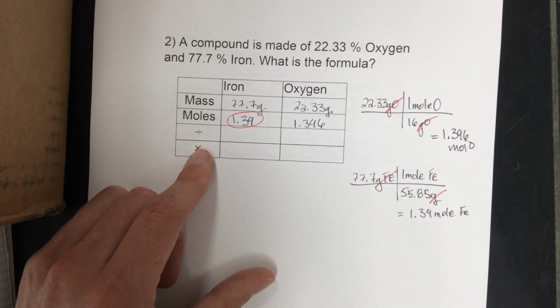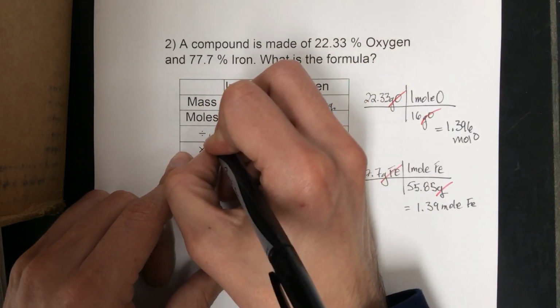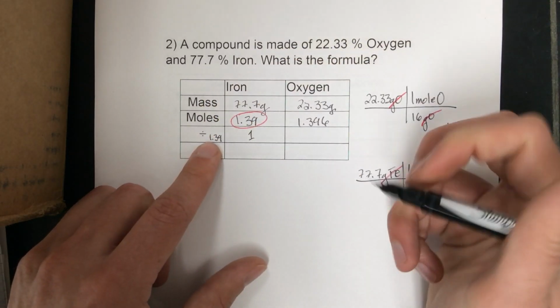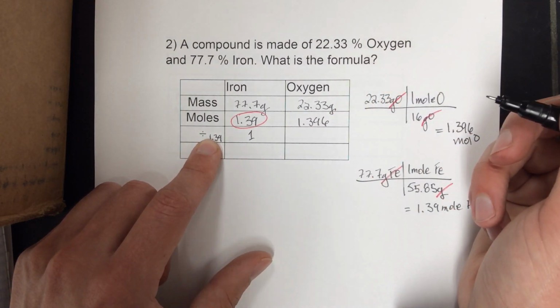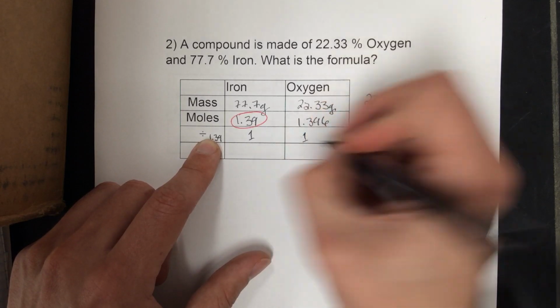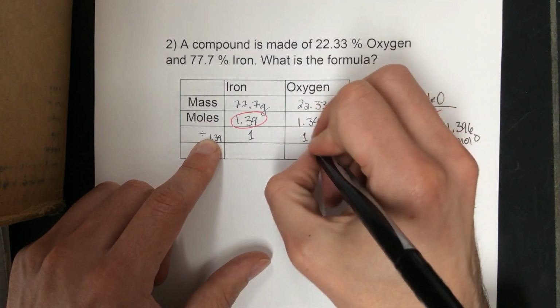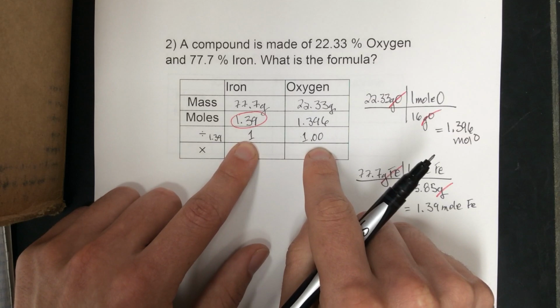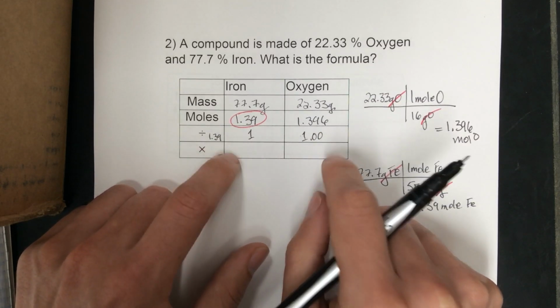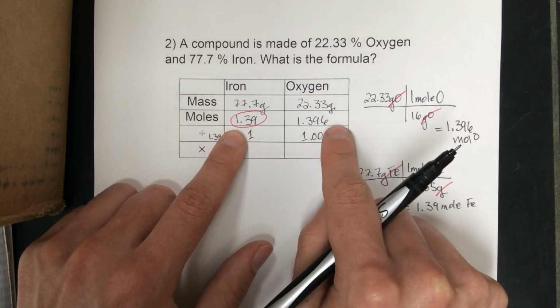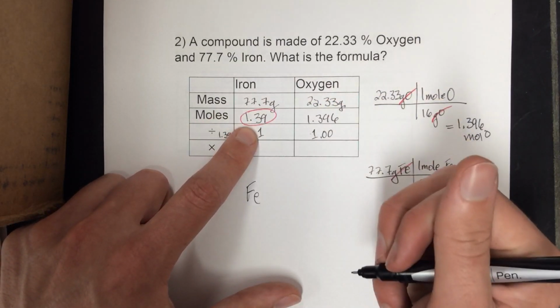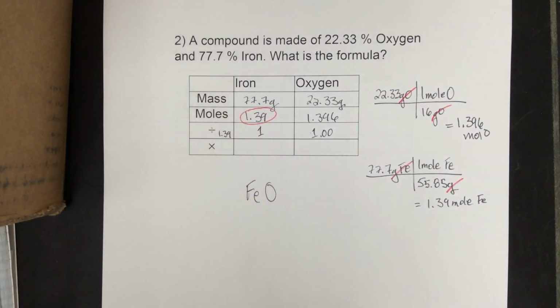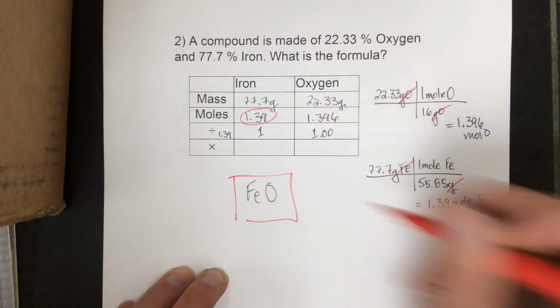1.39 is slightly larger, so I'm going to divide by 1.39. There's my 1, and my calculator said that this was also 1.00. So I have whole numbers out of my divide by step. I do not have to multiply because I got whole numbers already. So the formula here would be iron, an invisible 1, oxygen, an invisible 1. Our final answer here would just be FeO.